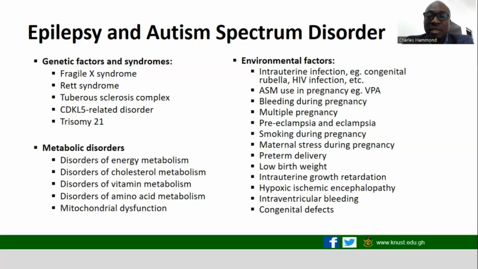Bleeding during pregnancy, multiple pregnancy is a risk factor, preeclampsia and eclampsia, and then smoking or alcohol use during pregnancy. Maternal stress has also been reported to result in autism spectrum disorder and also in epilepsy. Preterm delivery is a risk factor for developing both epilepsy and autism spectrum disorder because of all the complications associated with preterm delivery, including intraventricular hemorrhage, low birth weight, intrauterine growth retardation, and also hypoxic ischemic encephalopathies, as well as congenital defects, are all risk factors for developing epilepsy and autism spectrum disorder.